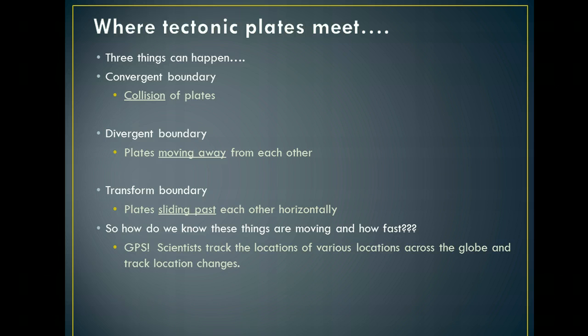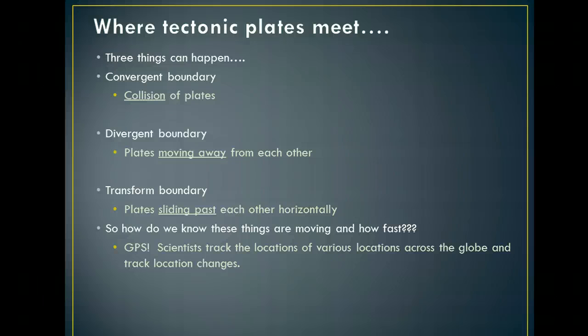Okay, so where tectonic plates meet, you have three types of boundaries. Remember, a boundary is just any sort of area where things contact each other. So there's three of them: a convergent boundary, a divergent boundary, and a transform boundary.